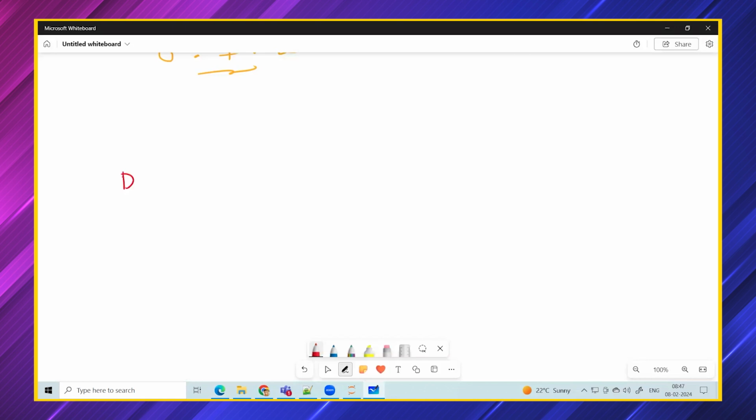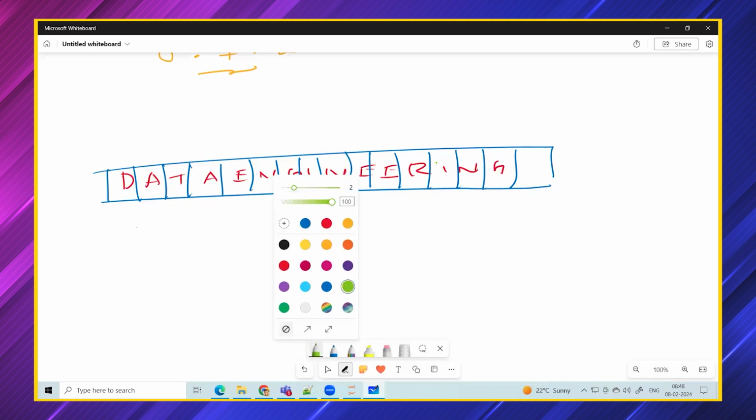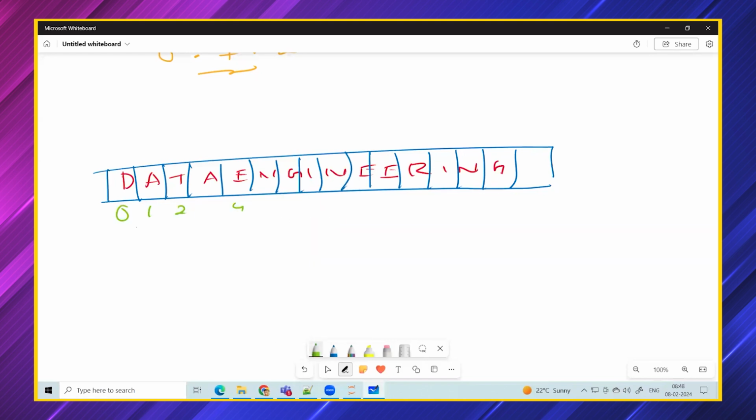Data engineering, D A T A E N G, engineering. Okay, this is the word I have. If I go and write a box for this, 0, 1, 2, 3, 4, 5, 6, 7, 8, 9, 10, 11, 12, 13, 14. Okay, this is 15 characters. What do I need? I need DAG. I need D, A, G.